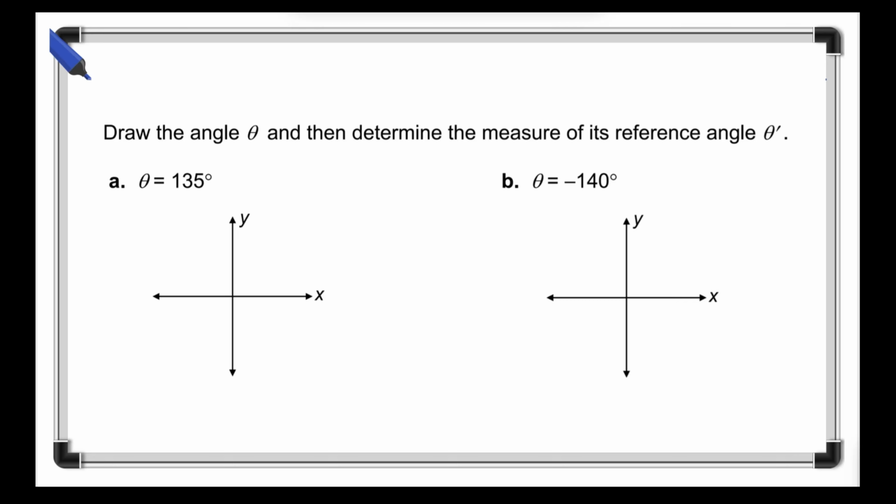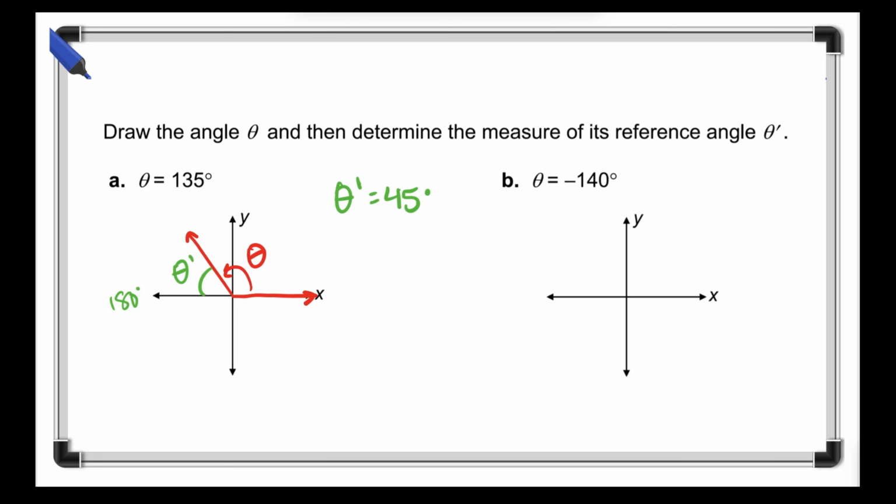Now here we're going to draw our angle first, and then we're going to go ahead and draw the reference angle. So 135 degrees, we start here at our initial side, and we're going all the way to quadrant number 2. So there is 135 degrees, and the reference angle is this angle right here. So our closest x-axis is 180. So 180 minus 135, our reference angle is going to be 45 degrees.